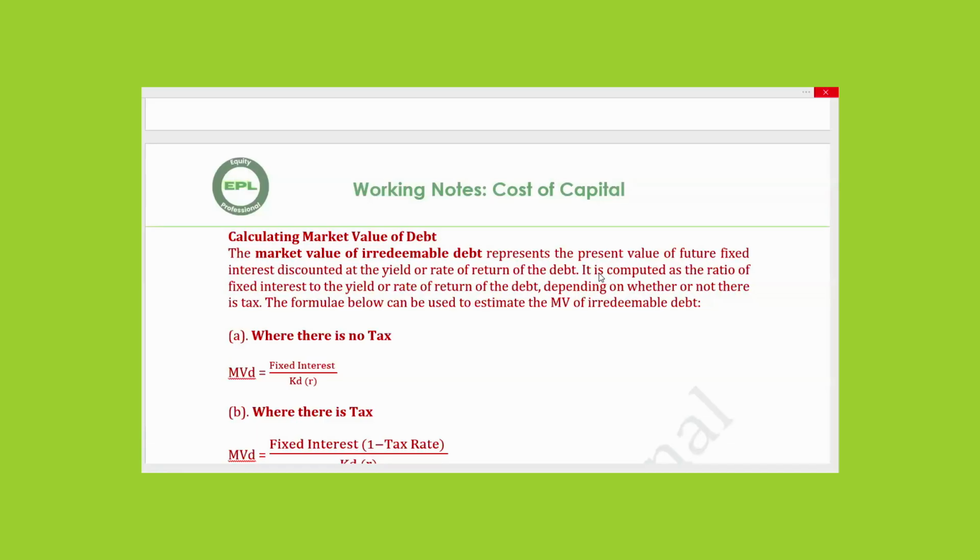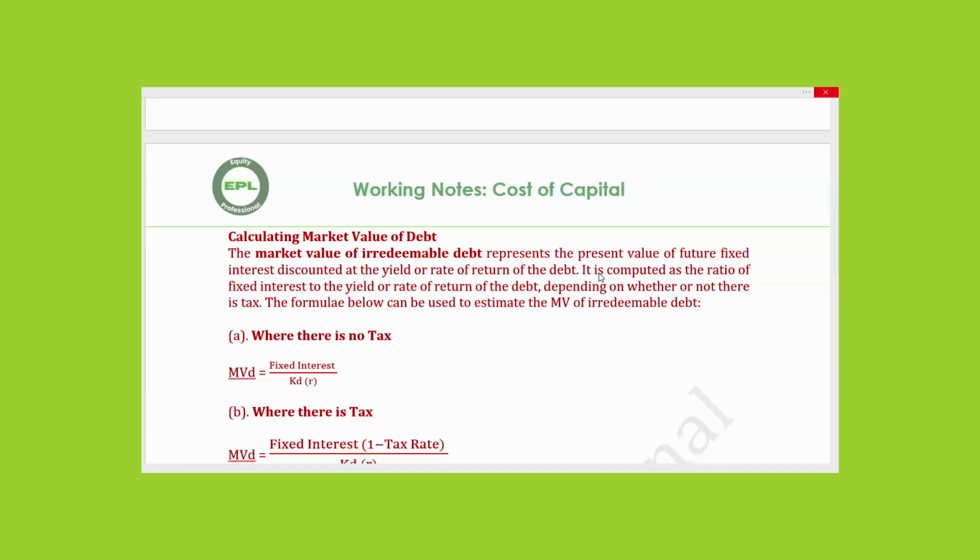We also proceeded to discuss the concept of cum-div and ex-div share price. We said cum-div share price is the share price that includes dividend, and it is not used to calculate cost of equity. Ex-div share price is the share price that excludes dividend, and that is the main share price that should be used to calculate cost of equity. Therefore, if you are given cum-div share price, you must convert it to ex-div share price before calculating cost of equity.